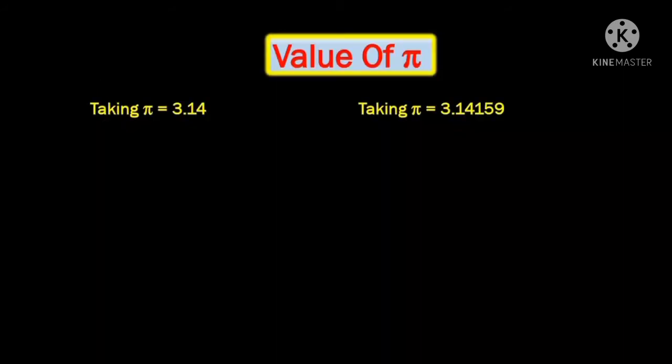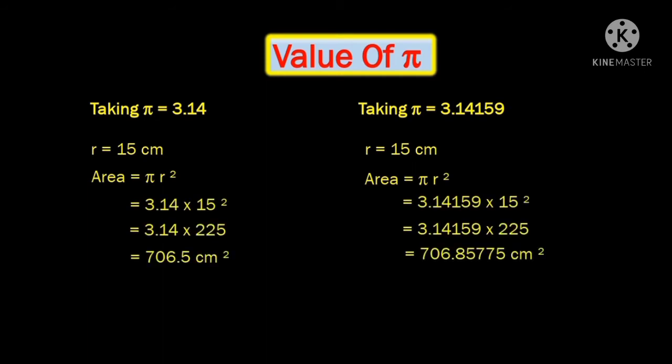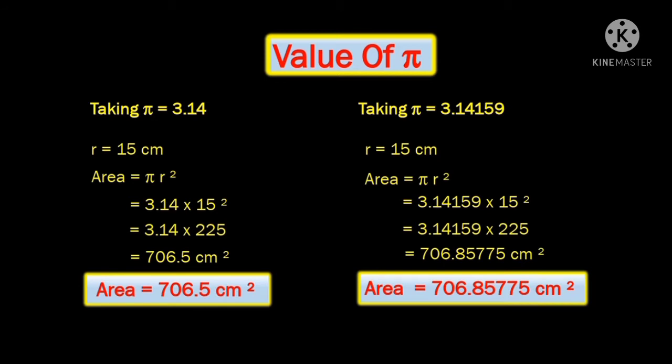So, the more accurate value of pi we take, the more accurate our answers will be, as in this case, where we are calculating the area of a circle of radius 15 centimeters. But in the first case, we are taking pi as 3.14, whereas in the second case, pi is 3.14159. And friends, on doing the appropriate calculations, you will see that the area's value in the second case is more accurate because we took a more accurate value of pi. So this is a very important point to note while doing calculations.